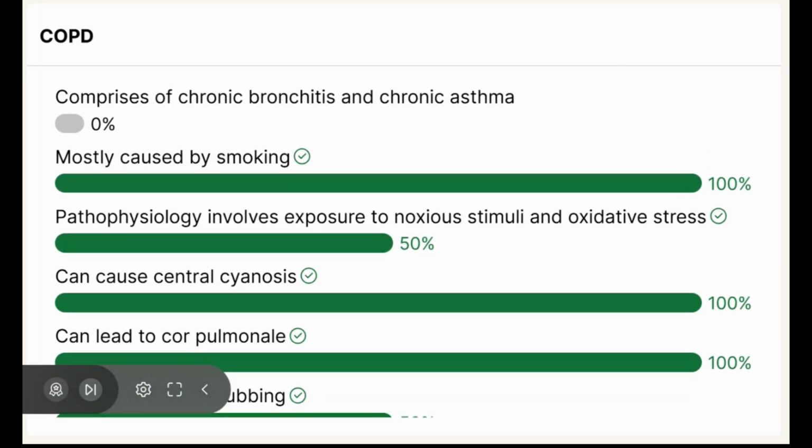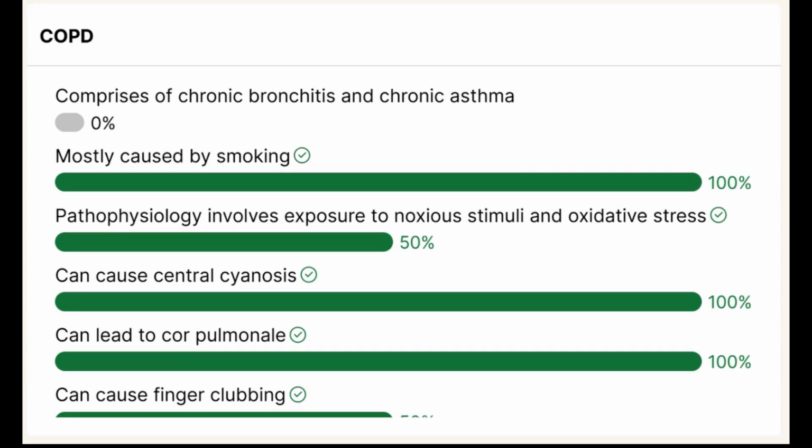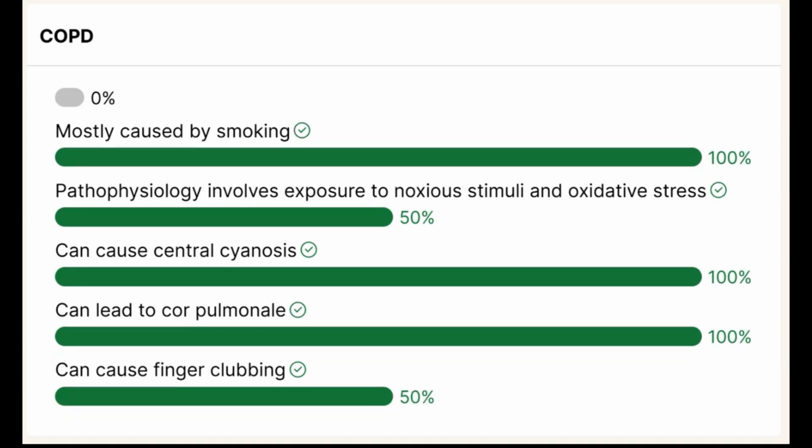So COPD is a chronic disease. It's an obstructive disease, that's in the name itself. It comprises chronic bronchitis and emphysema, and it is mostly caused by smoking. That is true. Most of the statements are true here. So I guess we can skip to the next question.